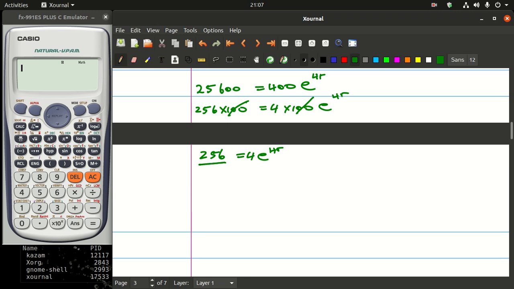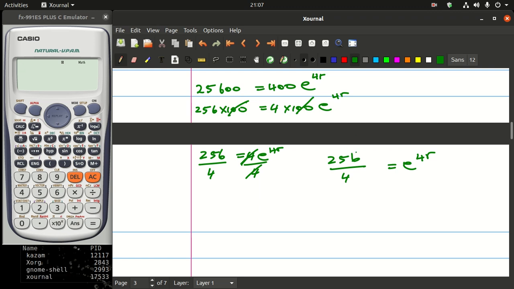Now I can divide both sides by 4, and this 4 and that 4 will cancel out. Now we end up having 256 all over 4 is equal to e raised to 4r. We have a calculator here. We can just take this number and divide by 4 and see what we are getting.